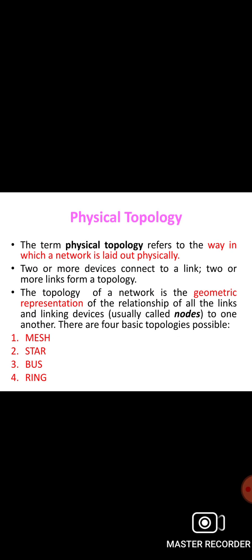And now let's move on to the physical topology. The term physical topology refers to the way in which a network is laid out physically. Two or more devices connect to a link and two or more links form a topology. The topology of a network is the geometric representation of the relationship of all the links and the linking devices. Usually they are called nodes.